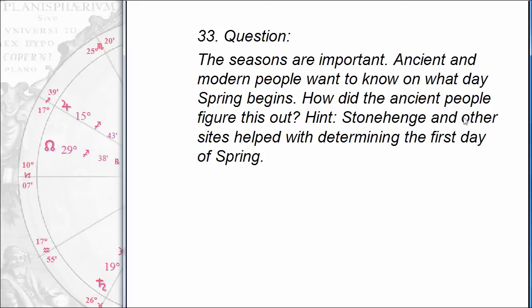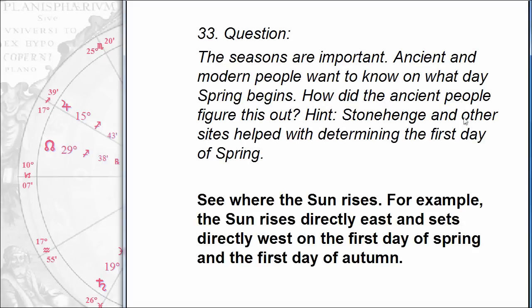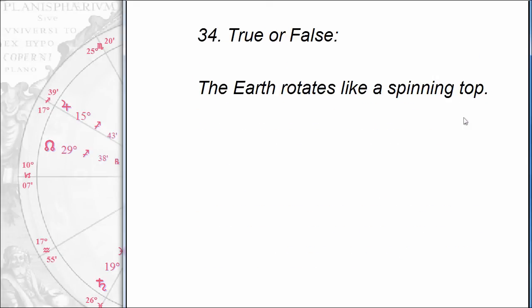This was used by people in many cultures in ancient times. And a hint, Stonehenge and other sites help with determining the first day of spring by visually looking at something in the sky. What is it you can see in the sky that tells you what season it is? One thing that would tell you is where the sun rises, because the sun rises directly east on the first day of spring and the first day of autumn. And it also sets directly west on those days. So where the sun rises is also an indication of what the season is.